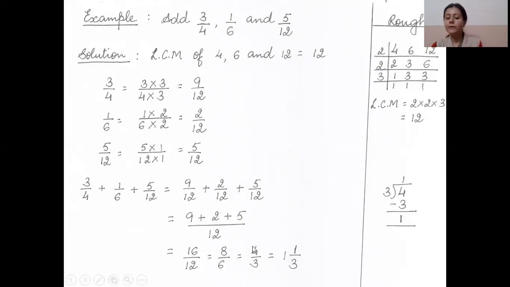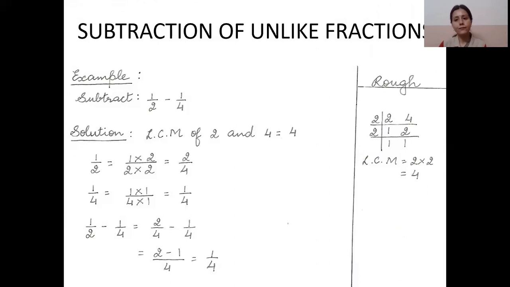Now beta 4 upon 3 is what? This is your improper fraction. 4 upon 3 is an improper fraction. So we'll convert it into mixed form. Divide the numerator by the denominator. Divide 4 by 3. 3 ones are 3. What is the remainder, children? 1. So what will be your mixed form, children? Your mixed form will be 1 1 upon 3. Okay, 4 upon 3 is equal to 1 1 upon 3, children.